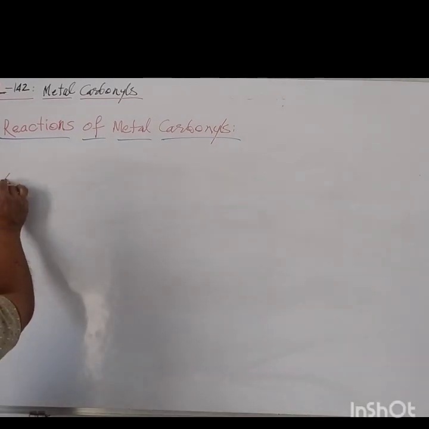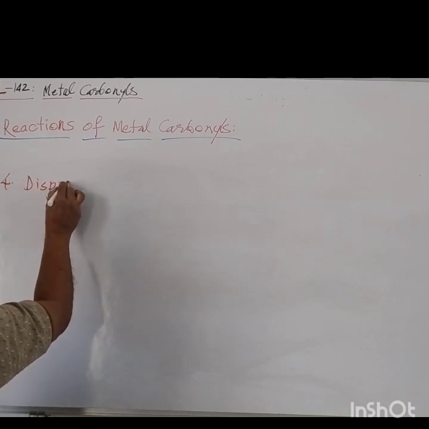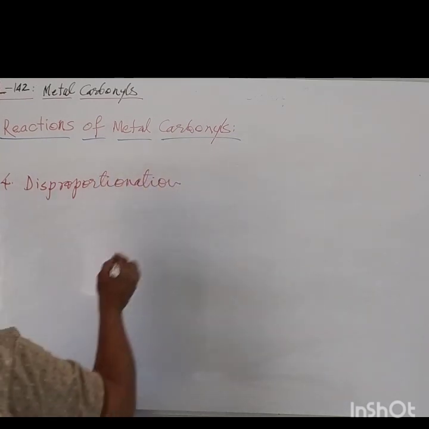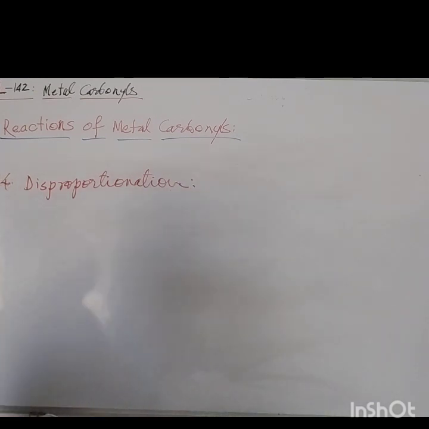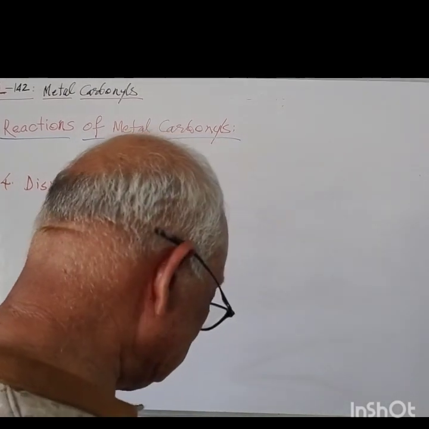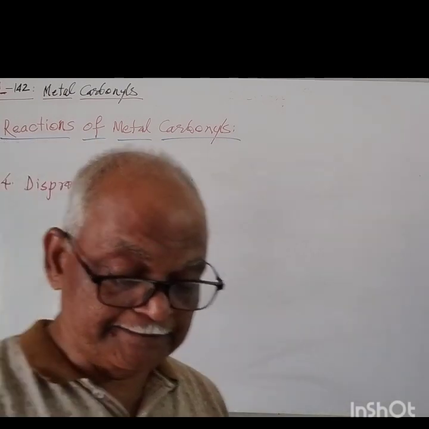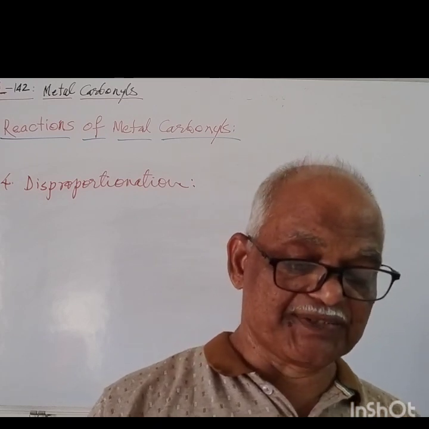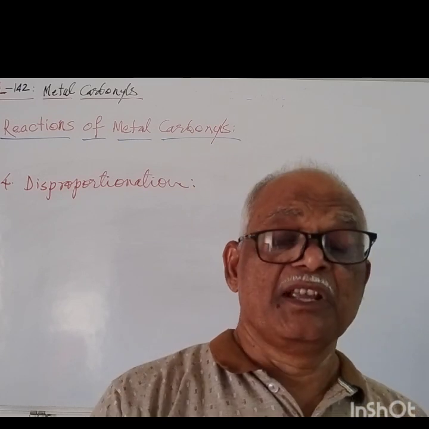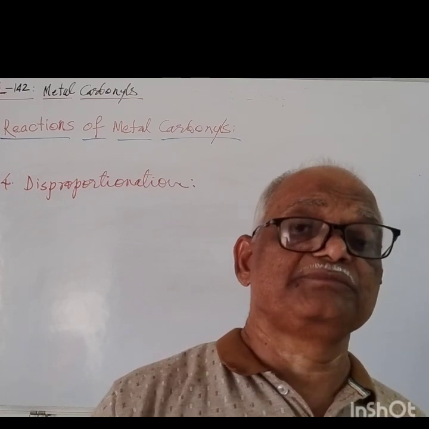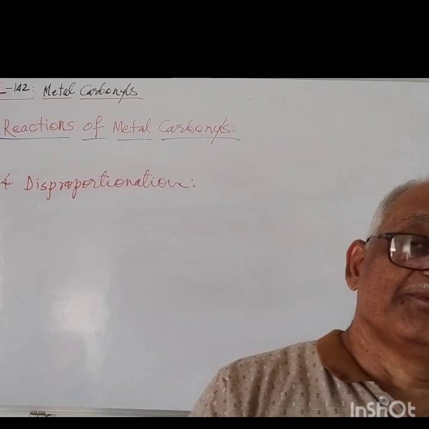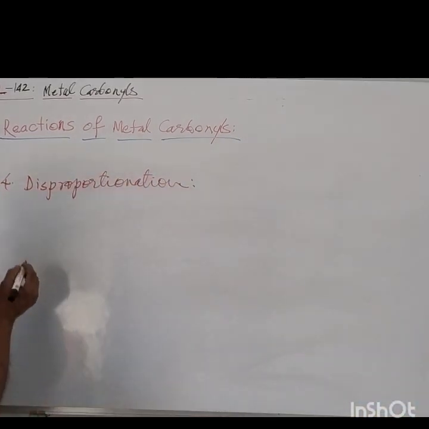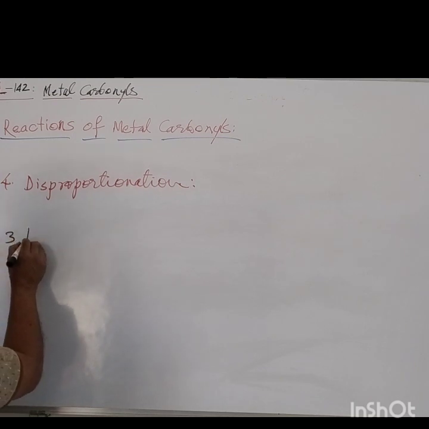Now the next reaction, that is the fourth reaction, is disproportionation. Some multi metal carbonyls can undergo the disproportionation reaction in the presence of suitable ligands, often leading to carbonyl anions. It means the disproportionation is a reaction between the same molecules, but one gives a cation and one gives an anion. We can give an example of this reaction so that we easily understand this mechanism.